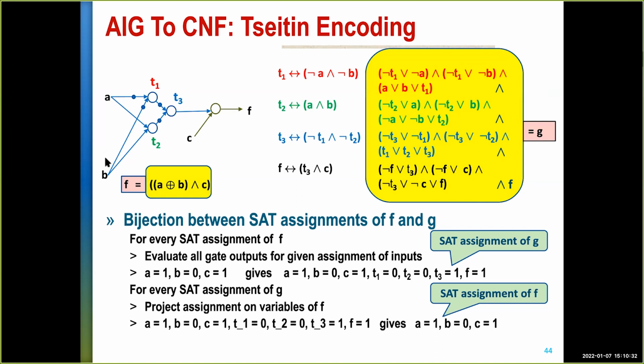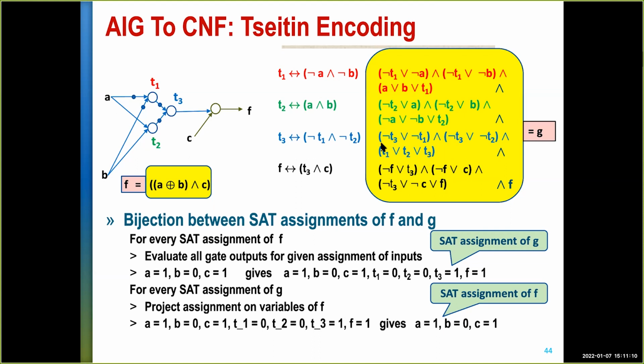And similarly, if I have a satisfying assignment of the original formula, I can put that assignment at the inputs, find out what these intermediate variables will evaluate to, and use those values to get a satisfying assignment for G. That's all, right? So if I have a satisfying assignment for F, I evaluate all the gate outputs for it, and that gives me the satisfying assignment for T1, T2, T3 to use in G. And similarly, if I get a satisfying assignment for G, then I can just take the part that relates only to the inputs, and that will give me the satisfying assignment for F.